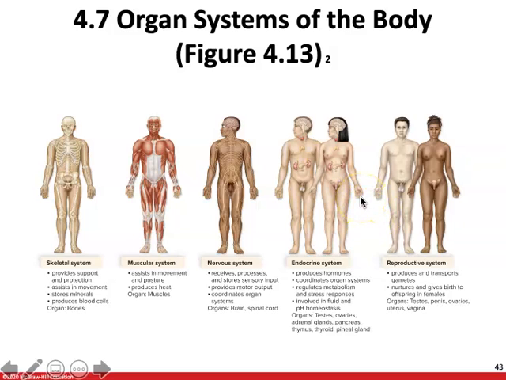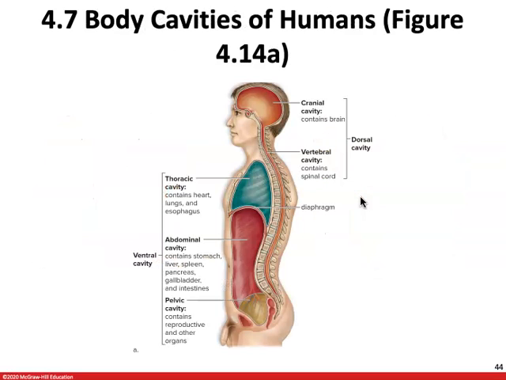And then finally, the reproductive system is going to produce and transport gametes. It's going to nurture and give birth to offspring in females, and these organs include the testes, penis, ovaries, uterus, and vagina. All right, so that's an overview of all those different systems. Make sure you spend a little bit of time going through each one of those. You should know the basic function of each of those systems as well as the major organs. So please make sure you spend time reviewing those two slides.